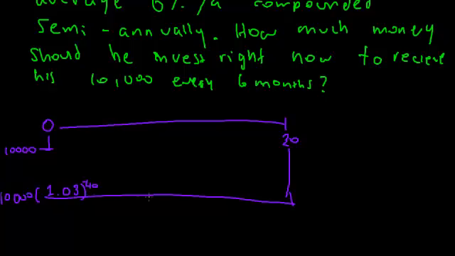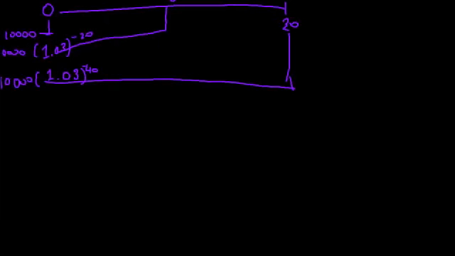So this 10,000 has been compounded for 40 periods. Likewise, say his 10th year, the 10,000 has earned interest for 20 compounding periods. So there's my timeline.